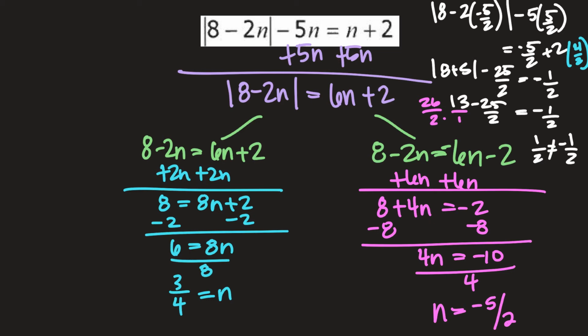Oh, I made a mistake. This should have been a negative 5 over 2, guys. So that would have been positive, that would have been positive.